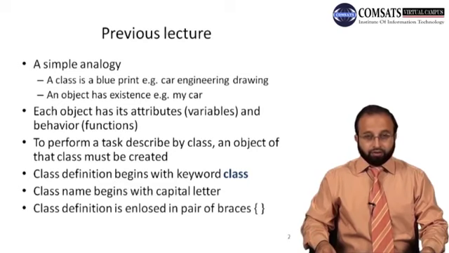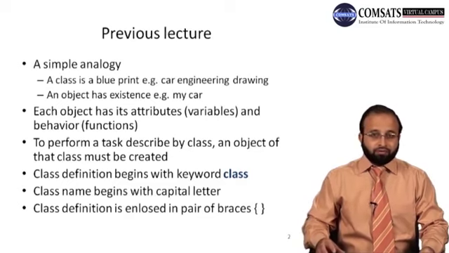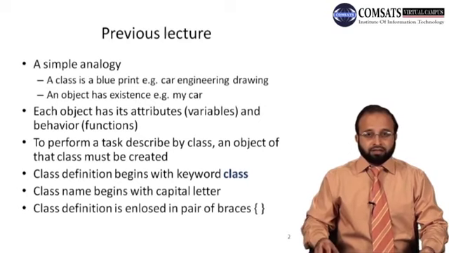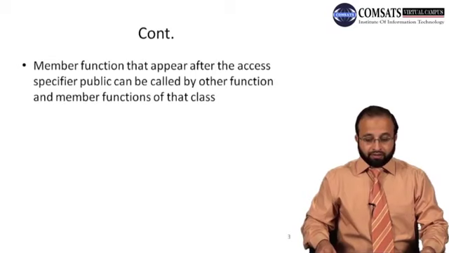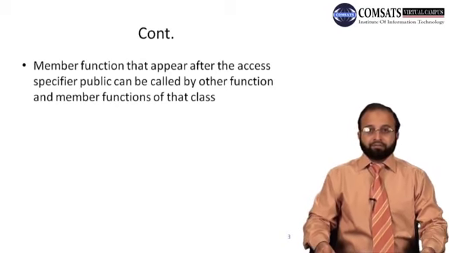A class definition is enclosed in a pair of braces. This is the same as the definition of a structure. When you write the definition of a structure, it has the opening bracket and the closing bracket, and then the semicolon. The same thing is followed while writing the definition of the class. There is a keyword class, then you specify the name of the class, and then opening and closing brackets followed by the semicolon. A member function that appears after the access specifier public can be called by other functions and member functions of that class.